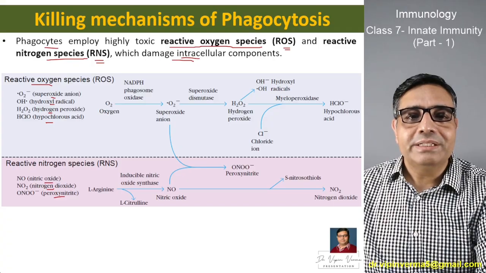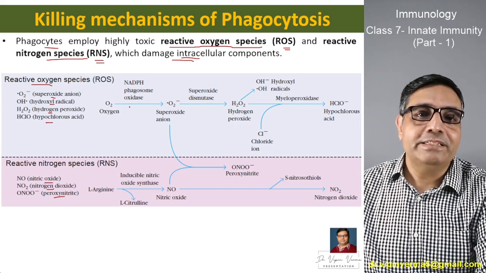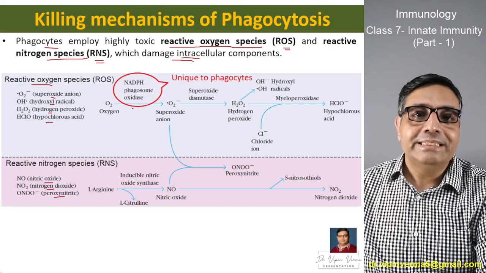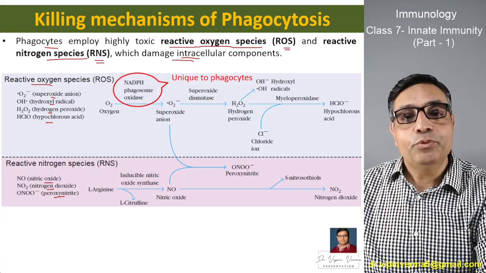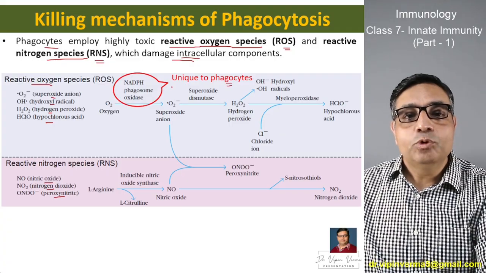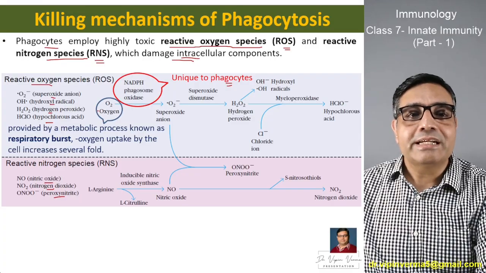Okay, so here you can see the oxygen using the NADPH phagosome oxidase. Now this is important, NADPH phagosome oxidase. This is very unique to phagocytes. So this is using this oxygen, and this oxygen is coming as a respiratory burst, right?